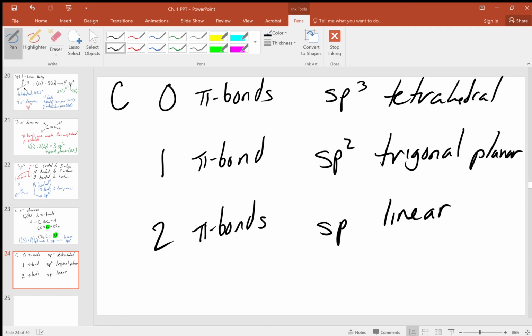So now you should get out in-class exercise number 3, which deals with hybridization, and start working through some of those examples.